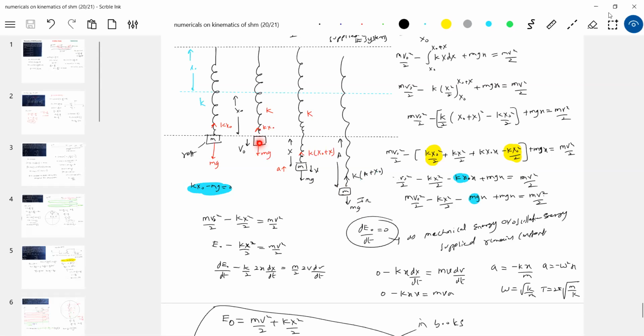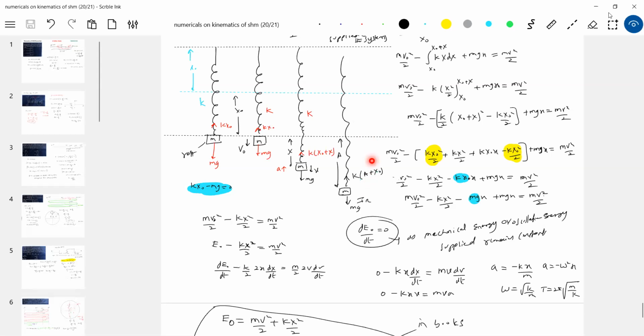Then what happens when you give velocity: it will retard, it will come to rest. Then again, the spring force will be greater than mg, so it will accelerate. Then it'll come to the mean position, where it will have maximum velocity. Then the elongation of the spring decreases, and it'll come to the initial rest position. Like this, it'll be oscillating in SHM.